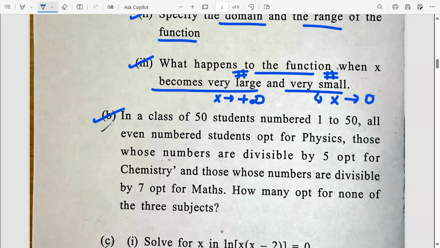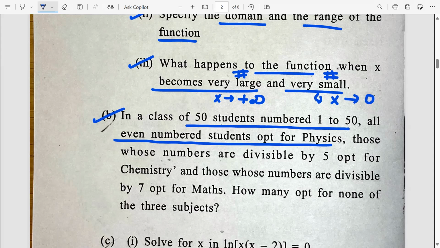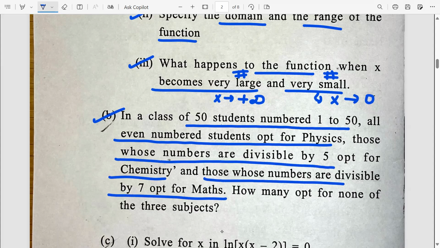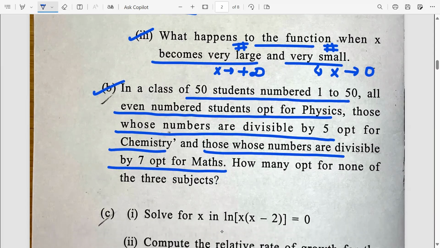In a class of 50 students numbered 1 to 50, all the even numbered students opt for physics. Those whose numbers are divisible by 5 opt for chemistry, and those whose numbers are divisible by 7 opt for maths. How many opt for none of these three subjects? So this is a very interesting question. So let's quickly solve this particular question.